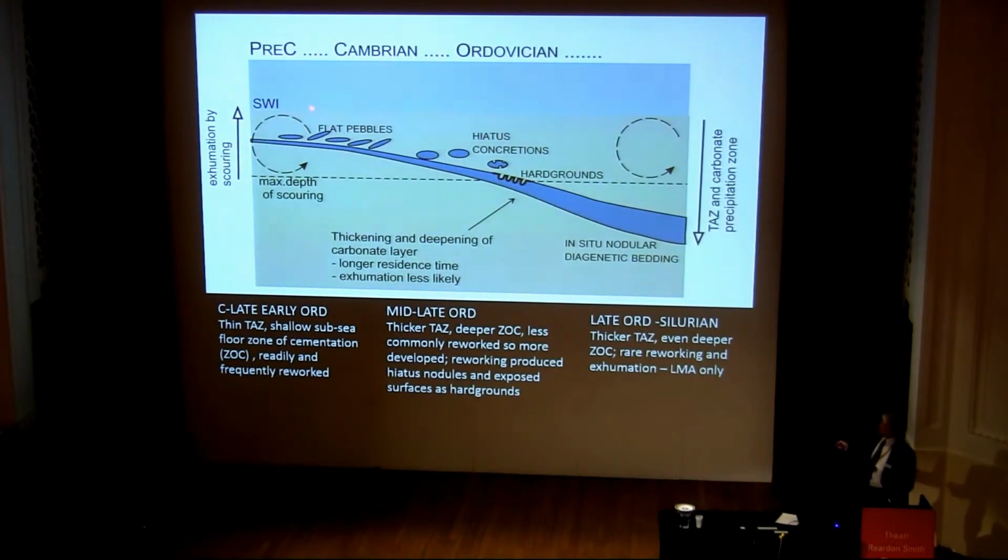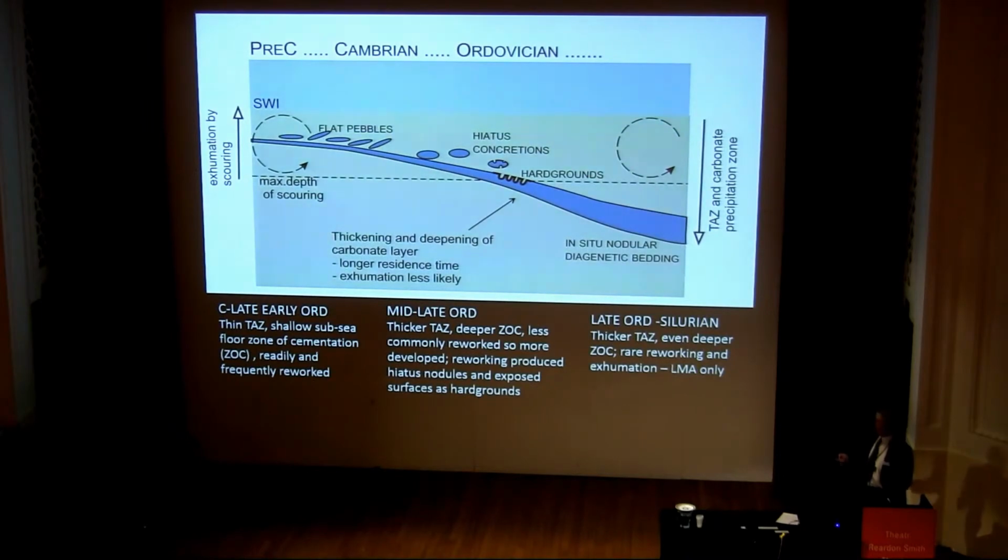Progressively with time, as the burrowing depth increased, the mixed zone thickened, the tiers thickened. This zone of carbonate precipitation progressively moved down within the sediment column, I mean a few centimetres or so, but enough to not be so frequently reworked. As a result, the zone of cementation tended to have a longer residence time, it tended to get thicker, so when it did get reworked, it would produce these fat, thick pebbles, these hiatus nodules, or indeed you would be exhuming these cemented zones to produce hard grounds.